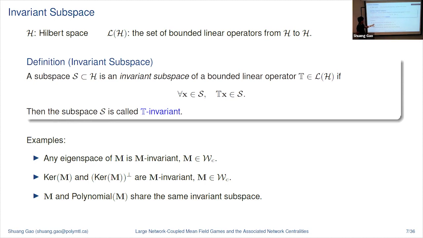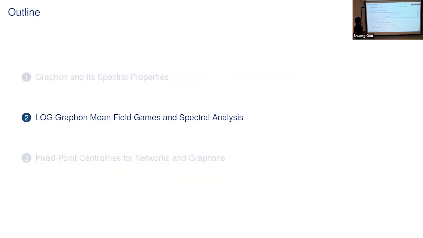Immediately we see the examples. Any eigenspace of the graphon is M invariant, where M is the graphon, and the kernel space and the orthogonal complement space are M invariant. And M and the polynomial functions of M share the same invariant subspace. These are just properties that are useful when we explore these structures. We can identify low complexity solutions for our problem.